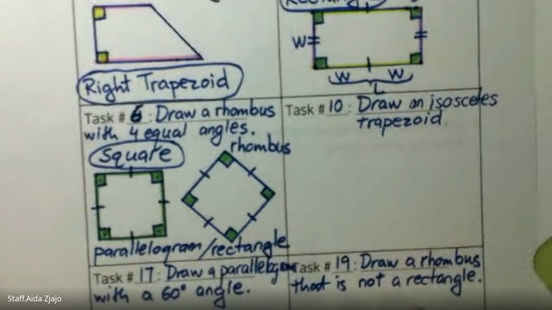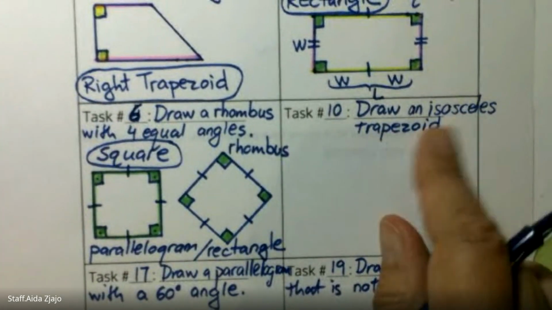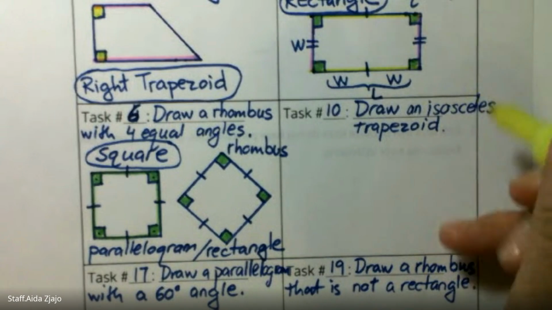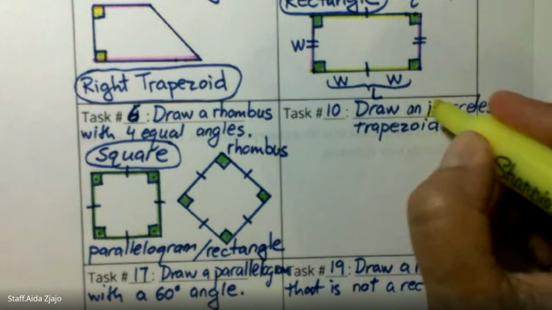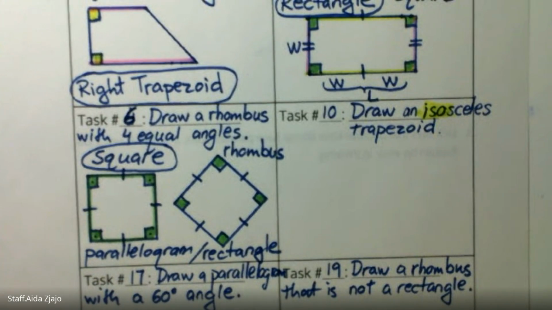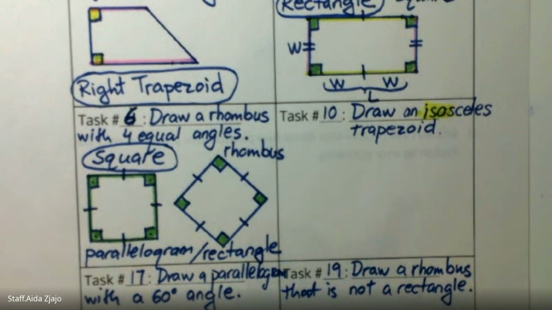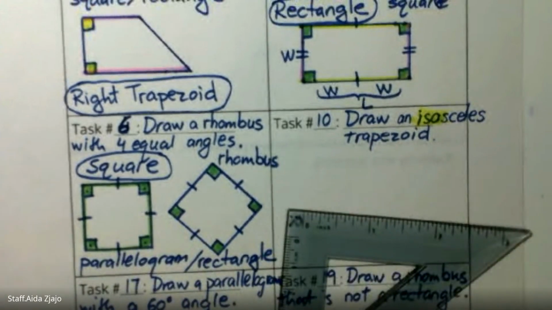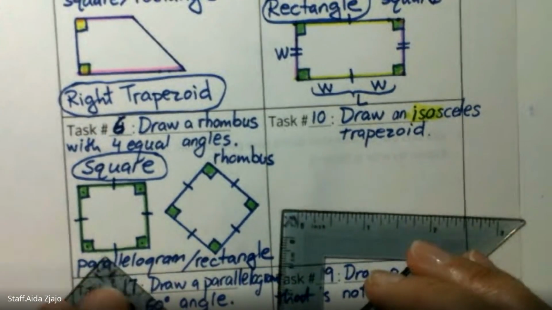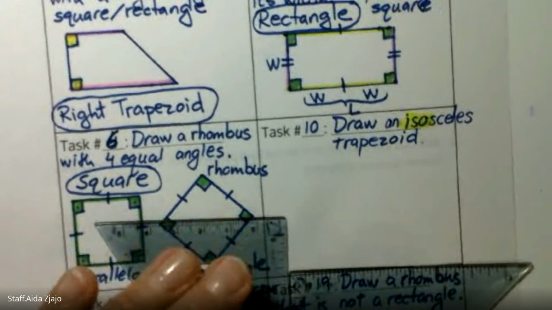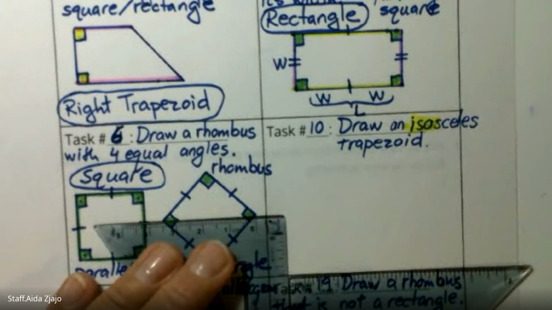Okay. Draw an isosceles trapezoid. We always say eyes, isosceles, like eyes. You have two eyes that are the same. So that's what an isosceles trapezoid will be. It will have two sides that are congruent. Two eyes are the same, so we will have two congruent sides.